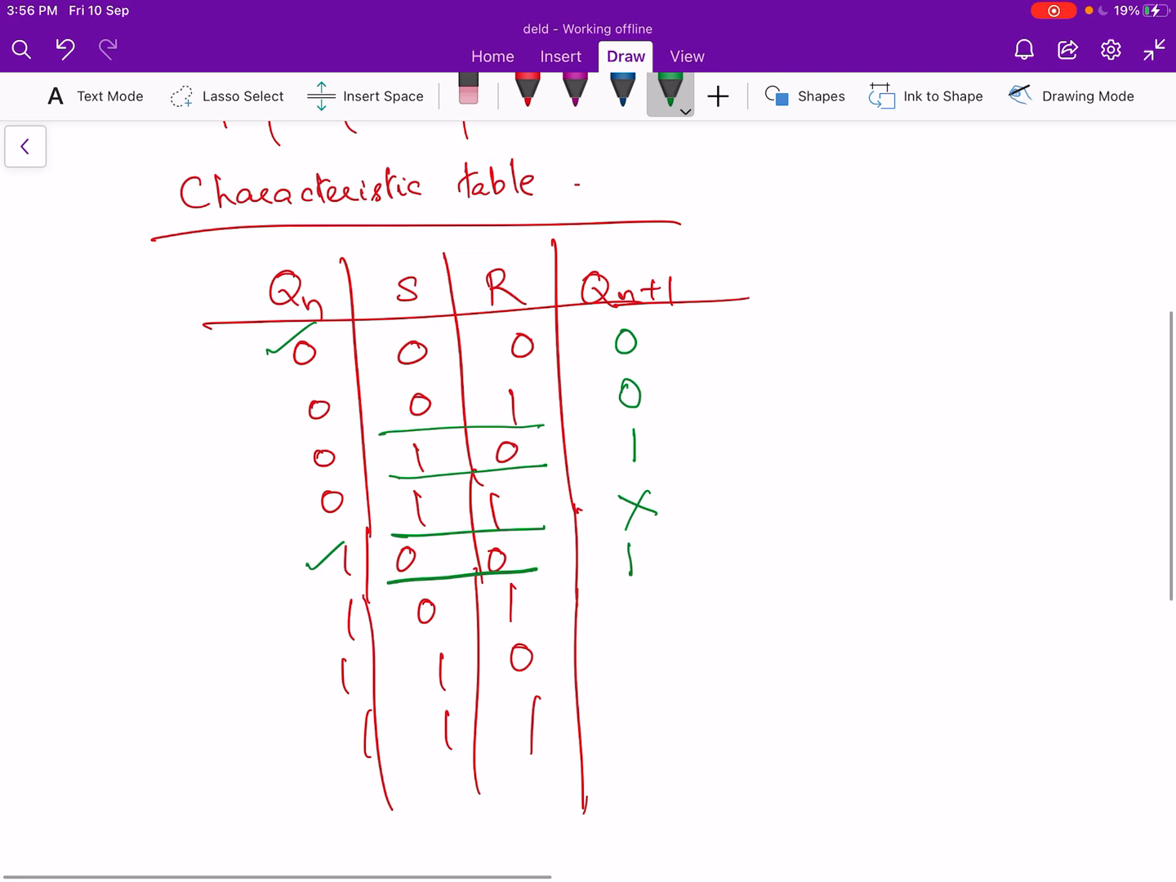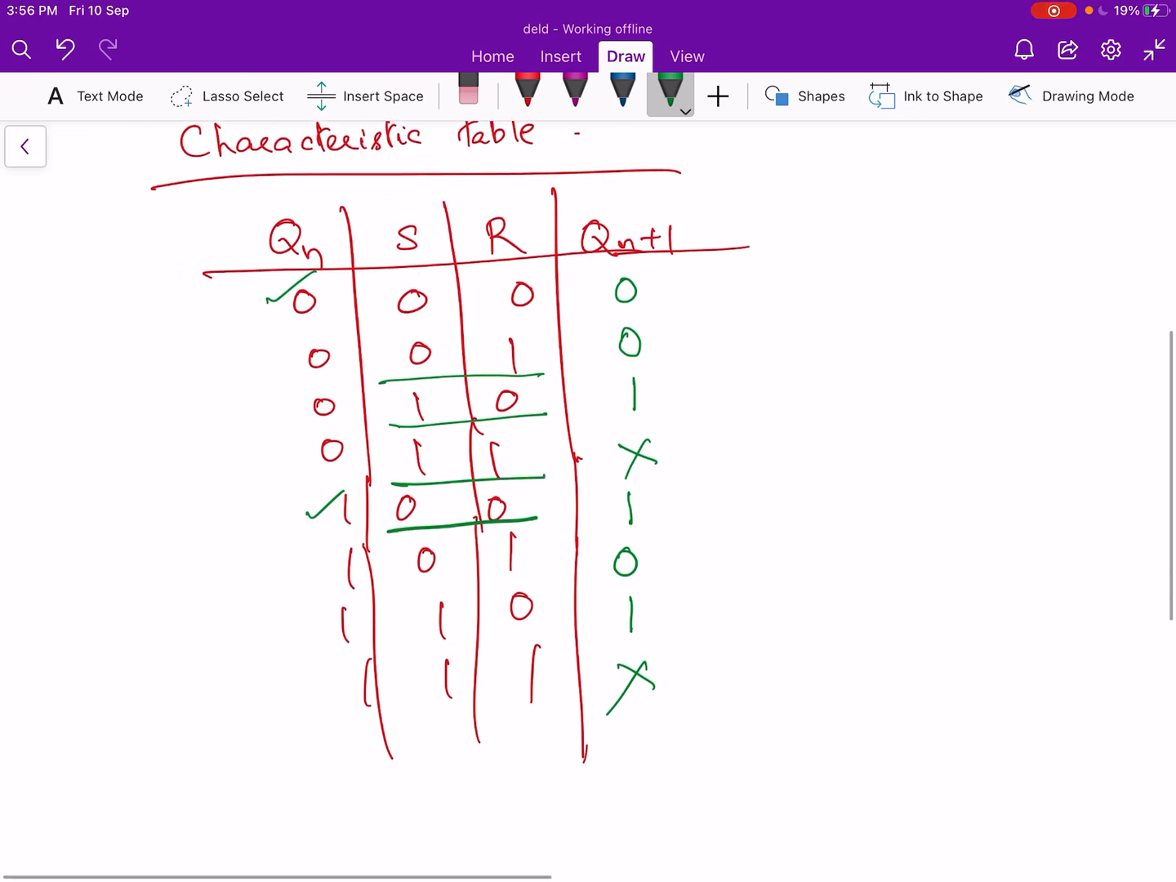Next case is 0, 1. Corresponding to 0, 1, it does not depend on Qn. The output will be reset, so that will be equal to 0. For 1, 0, the output will be set, so it will be 1. And corresponding to 1, 1, it is an invalid state, so we are putting a don't care.